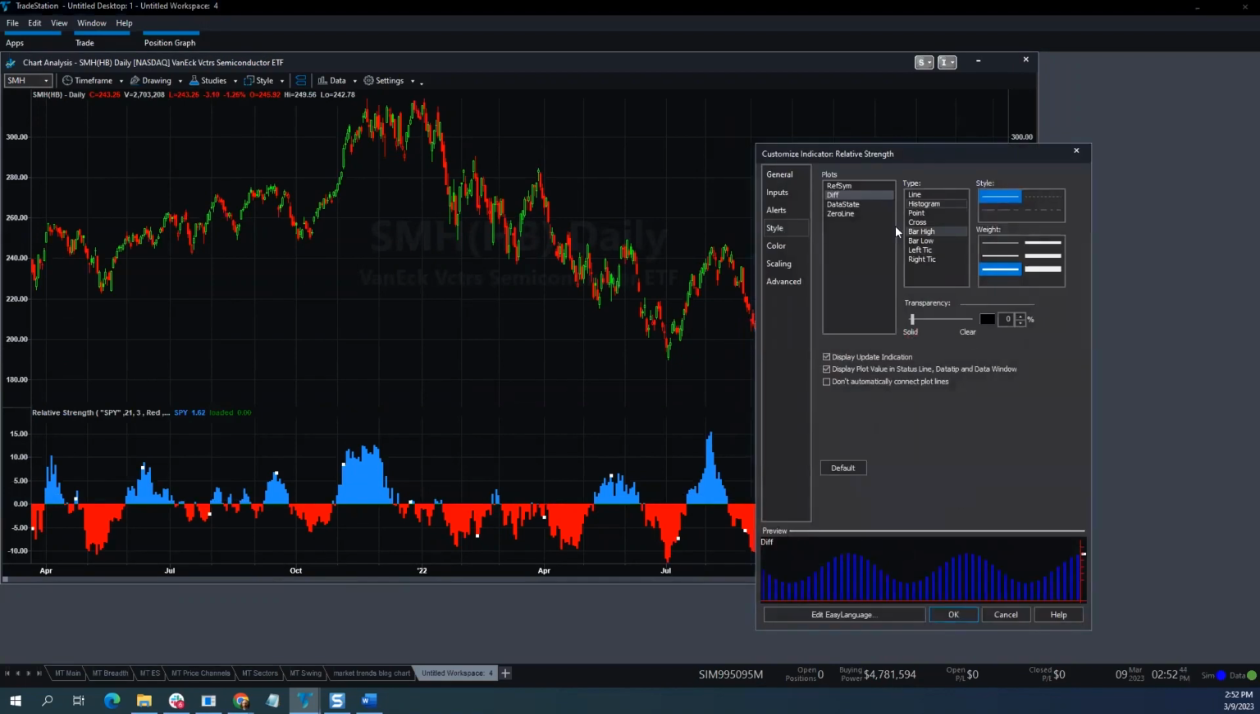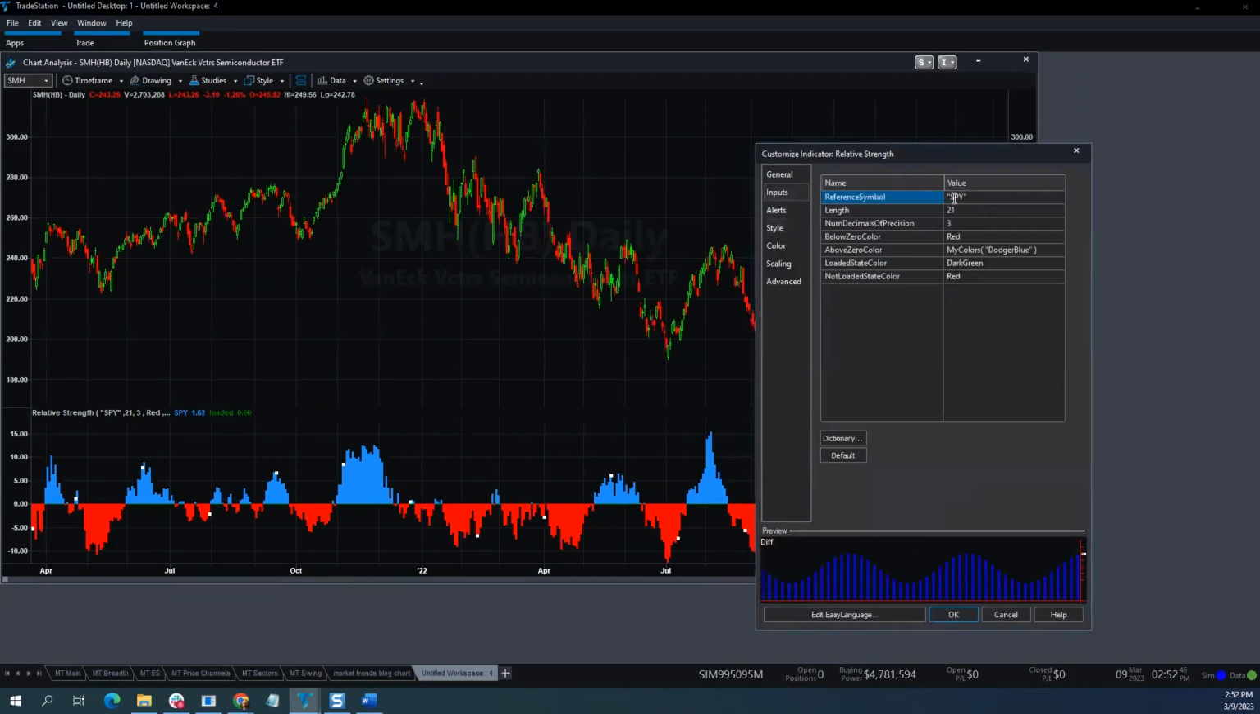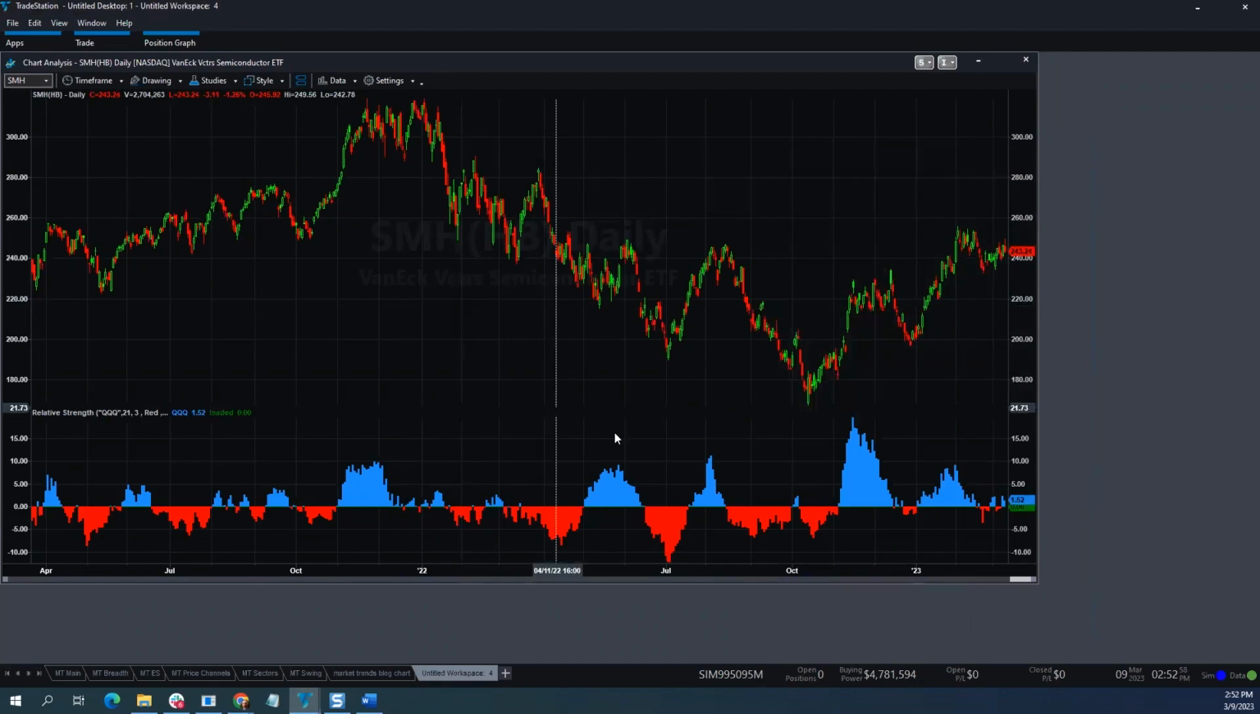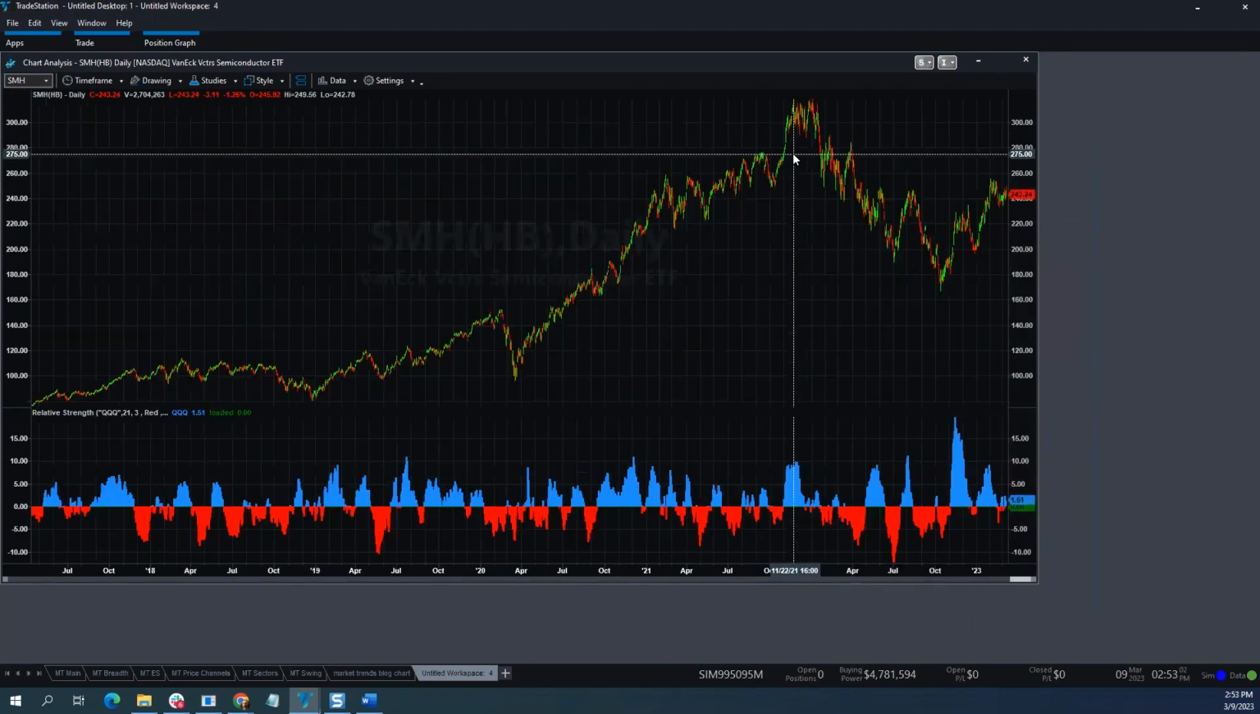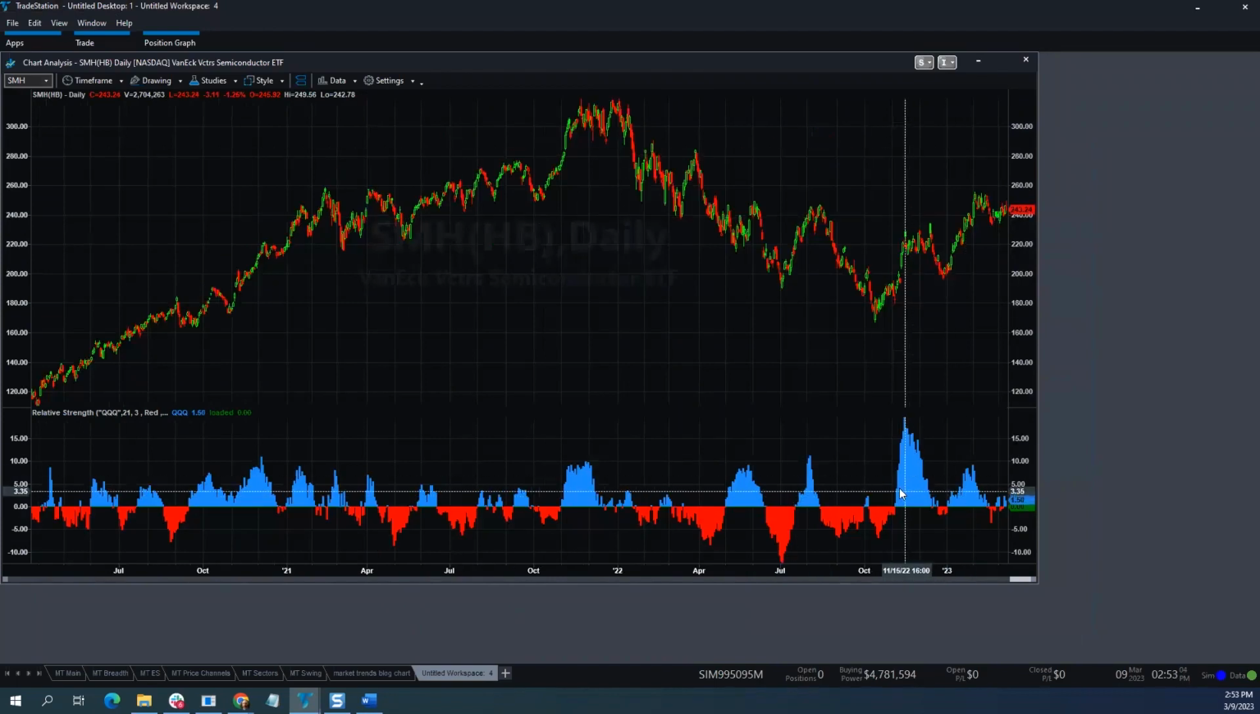If you go into this, you can change the inputs. By default, this looks at SPY, but you can use different benchmarks if you want. You might want to ask, how are semiconductors doing against the NASDAQ? So change that to QQQ. It's interesting to see that there are times when semiconductors lag the NASDAQ, and other times when they outperform. Against the QQQ, semiconductors are now outperforming.